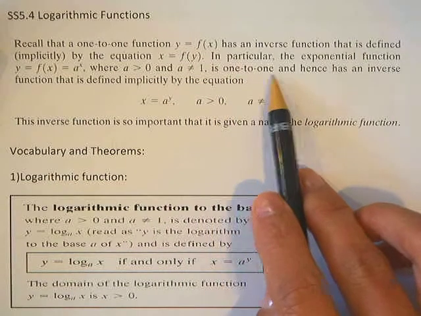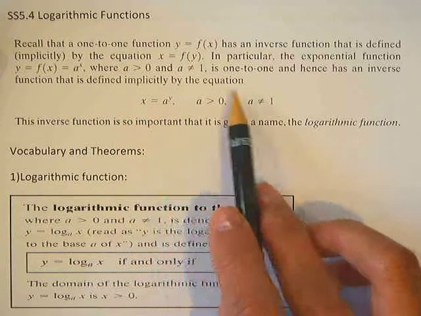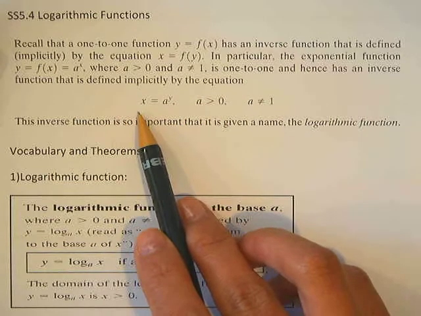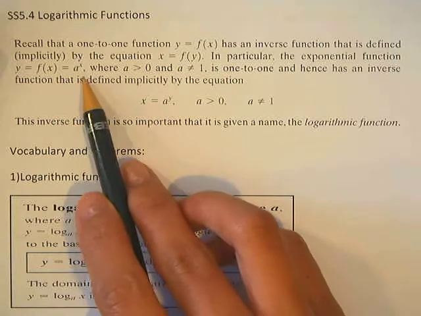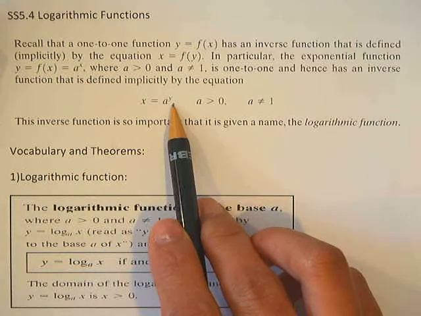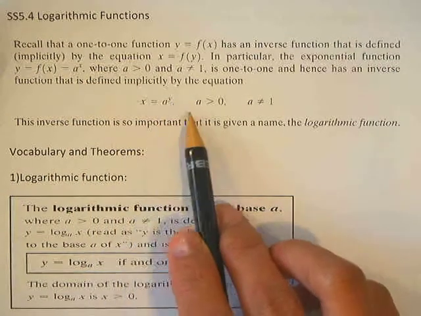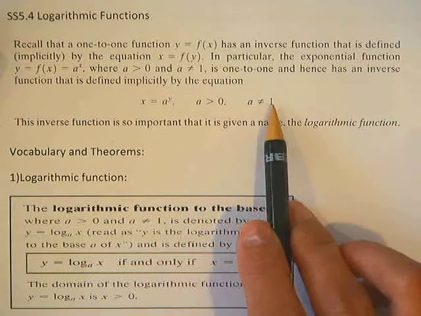It's a 1-to-1 function and hence has an inverse function that is defined implicitly by the equation. We're switching y for x, so x equals a to the y. The base is going to stay the same. We're switching x for y. We're going to have to solve for y later, but right now we're going to keep it as is, where again the base has to be greater than 0 and can never ever be 1.